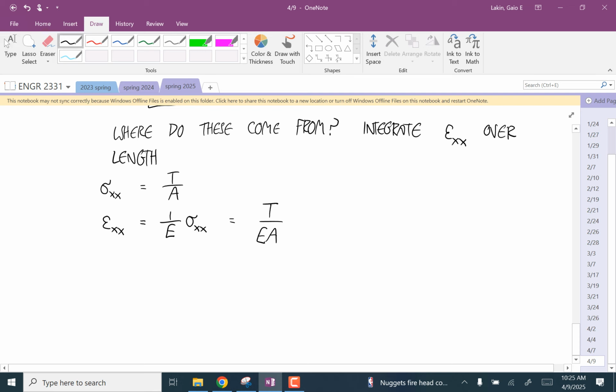And we can also think of the definition of this strain as the change in length over the length, right? That's just the definition of that normal strain. And we can think of this as the change in the displacement, the change in length, with respect to the x location.